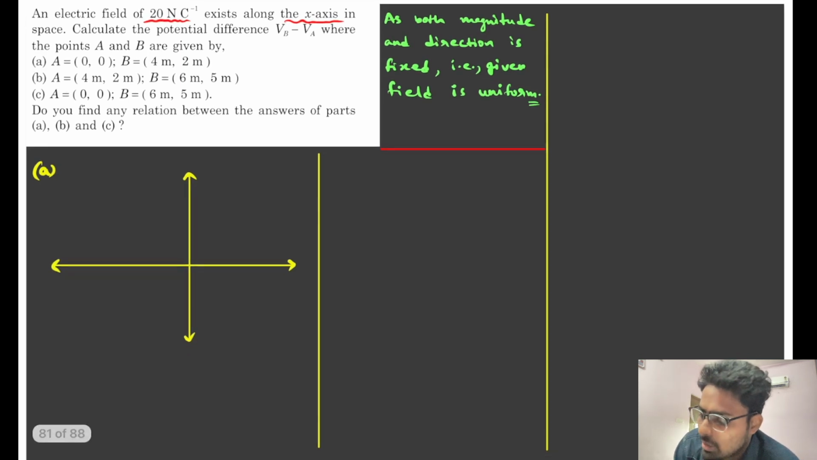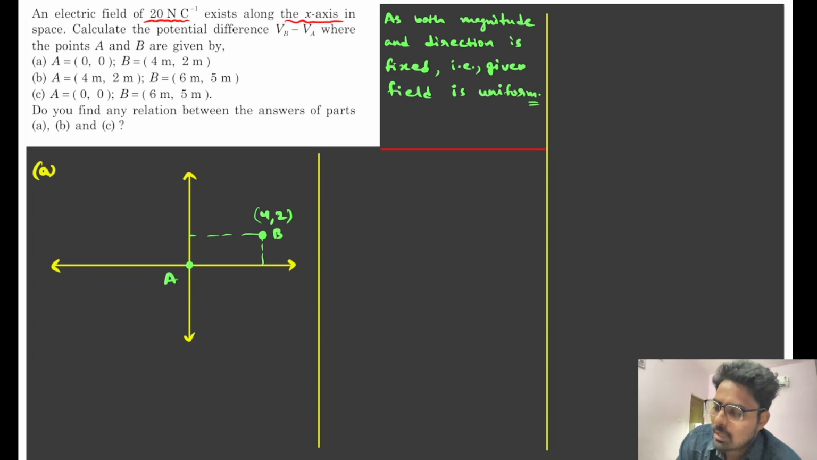Here they are asking us to find the potential difference between 0, 0 and 4, 2. So 0, 0 will be something over here and 4, 2 will be something over here. B would be where? Something over here. So this will be our 4, 2. This is our B. Try to understand this concept very carefully. It's an important question. This is 4, 2, and this is our B point.